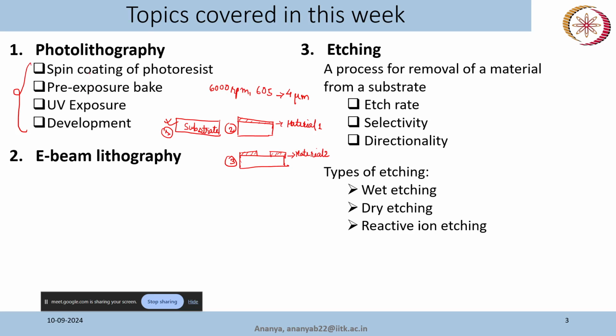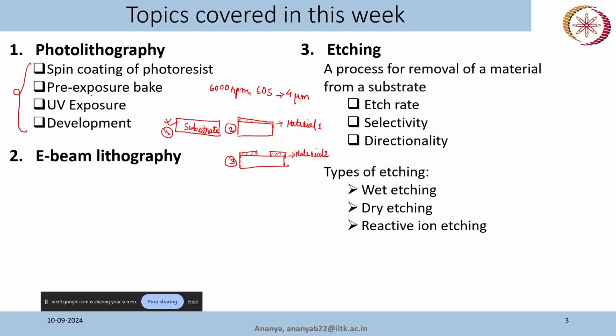There may be intermediate steps in between. Say you want to coat the substrate with another coating, or before spin coating the photoresist you want to do some treatment on the substrate so that the adhesion between your substrate and the photoresist is good. All those you can do, but a basic photolithography process will have these steps, so I'm not including those other steps.